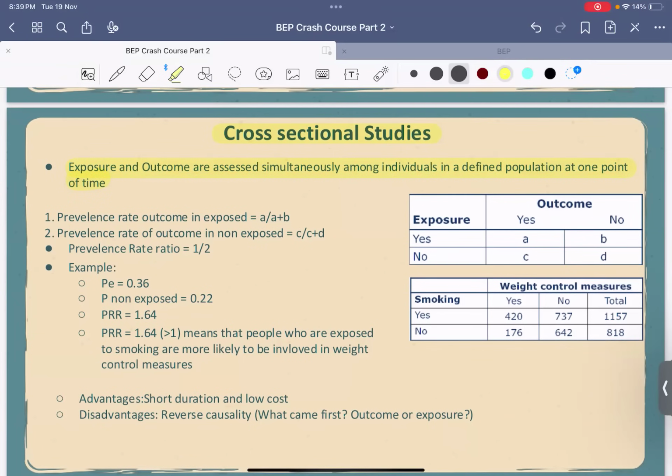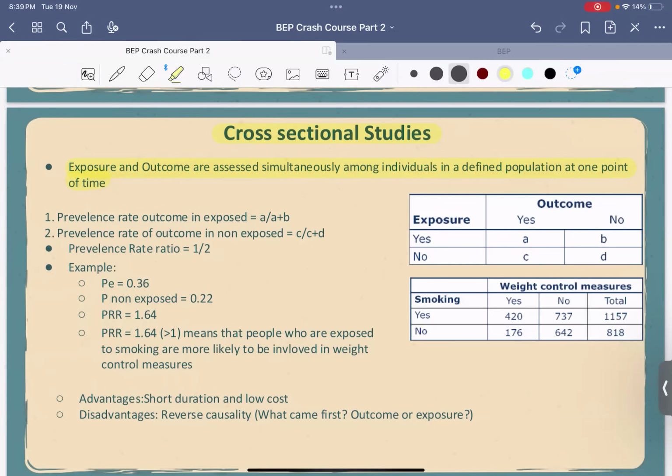Also, if you read the titles of cross-sectional studies, you always see "prevalence of blah blah blah in Al Faisal medical students." So we specify the population, and we're looking at the prevalence at this specific point of time. Today, in this period of time, I want to see the prevalence, for example. So we're assessing at one point of time. These are very important, and these are the differentiating factors between the types of studies. So the definition is important: exposure and outcome are assessed simultaneously. At the same time, I'm asking you, do you have the exposure?